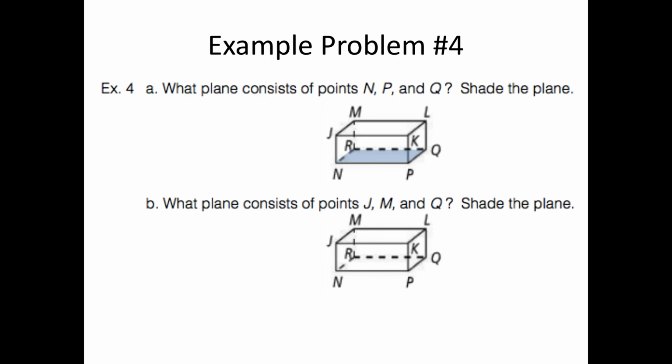And what plane consists of J, M, and Q? Okay, that's going to be, it's kind of hard to see, but if you look, it looks like that. This plane here, it goes through J, it goes through M, and it slides sort of down through the box, and it hits Q. It also hits P. It didn't ask us that, but it hits both those. And that's how, again, any 3 points, in this case, J, M, and Q make up a plane. In the top one, N, P, and Q make up a plane. Any 3 points make up a plane no matter what.